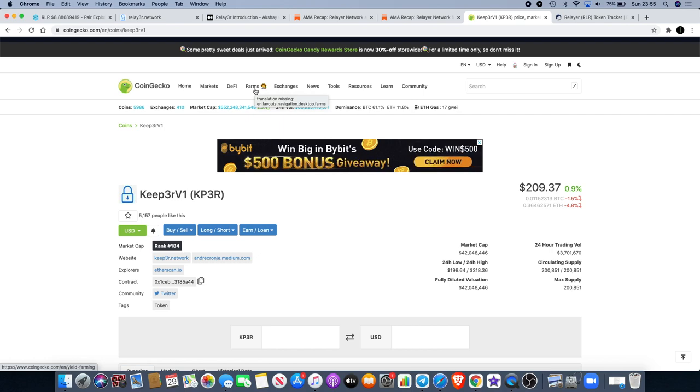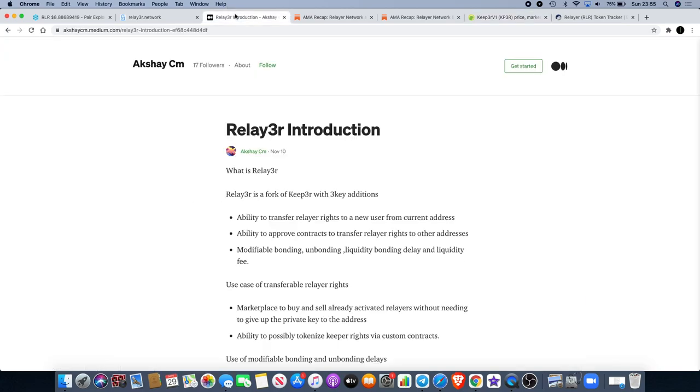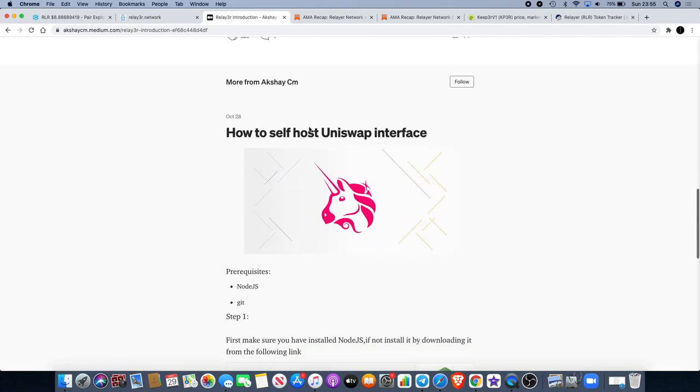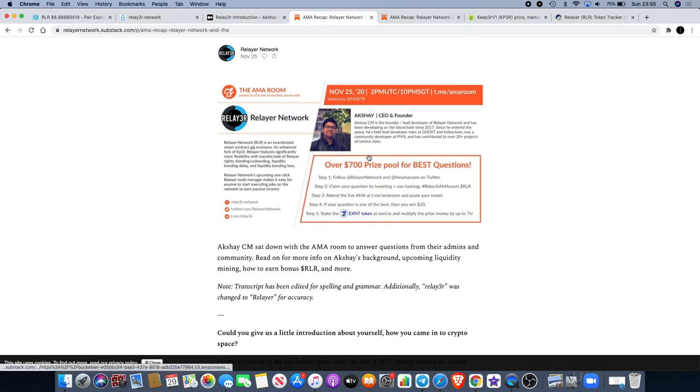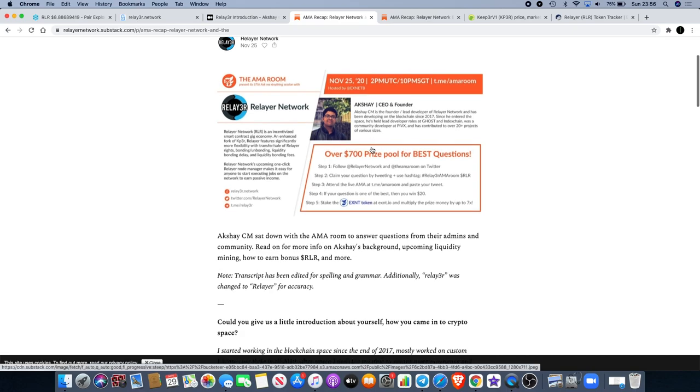Now, obviously, it doesn't have a name like Andre Cronje behind it, who founded Yearn Finance, but the developer for Relayer is actually this young man right here. He was a lead developer on Ghost. He was one of the community developers on PIVX. And there's Index Chain, which he was also the lead developer on. So he's got experience, and he's definitely someone who's well known in the blockchain development space.